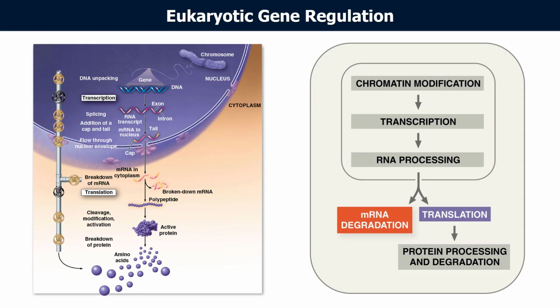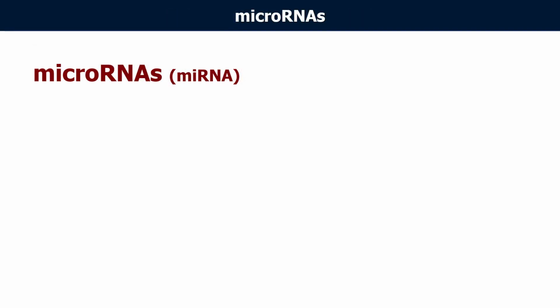All right, so let's go back to our list now. We've modified the chromatin, we've gotten the gene transcribed, the RNA has been cut and pasted together correctly. It is now headed to the ribosome to be translated. But it may encounter something en route to the ribosome that we need to talk about that could result in mRNA degradation. So those things are called microRNAs.